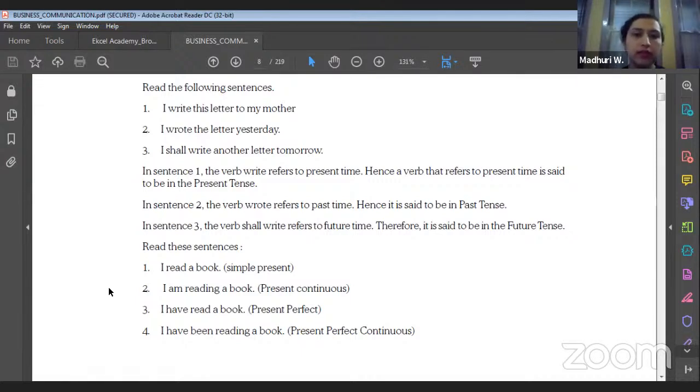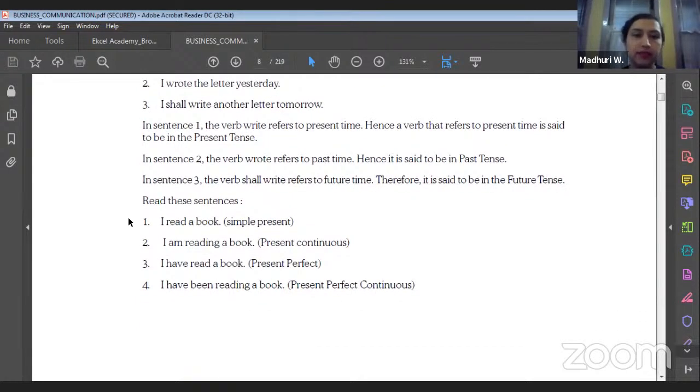Now, let's take a look at the different categories of present tenses. I read a book is the simple present. I am reading a book is the present continuous, because I read a book in general, but I am reading a book right now. It's an action that I'm doing right now. So it's the present continuous. I have read a book is the present perfect. And I have been reading a book means it's the present perfect continuous. Okay, so wherever you see have or have been, that would be the present perfect and the present perfect continuous.